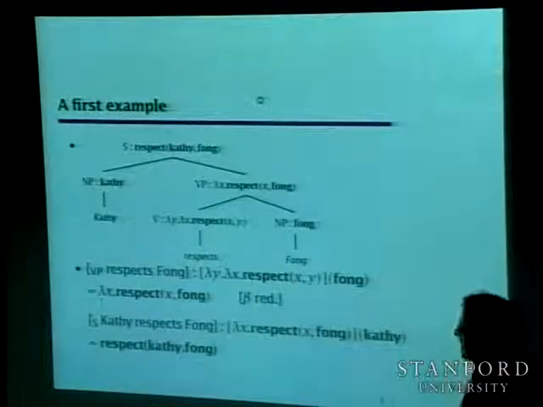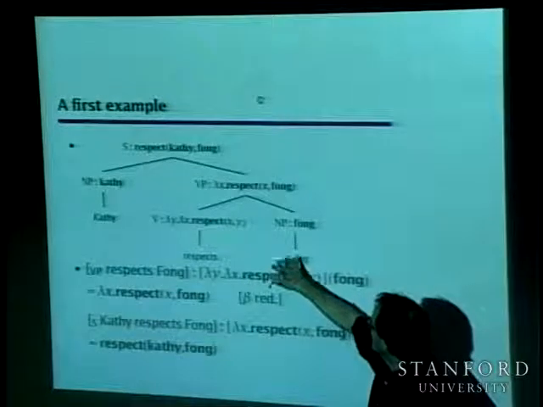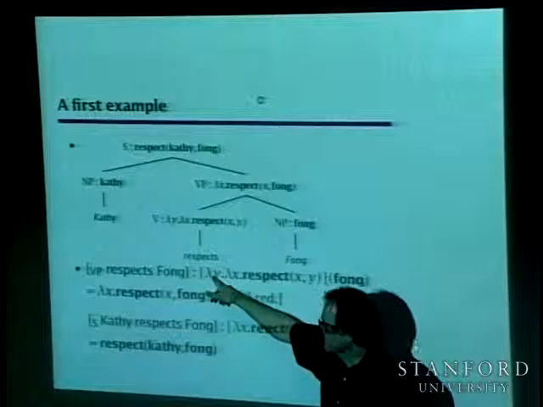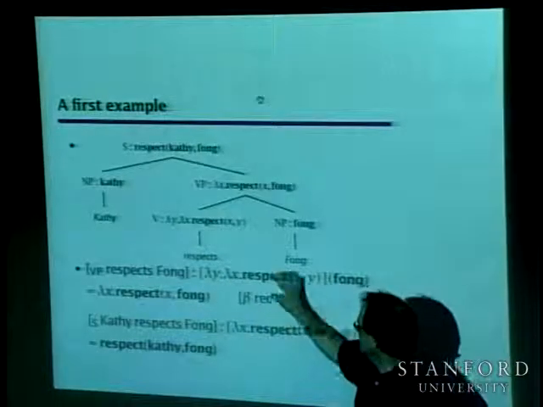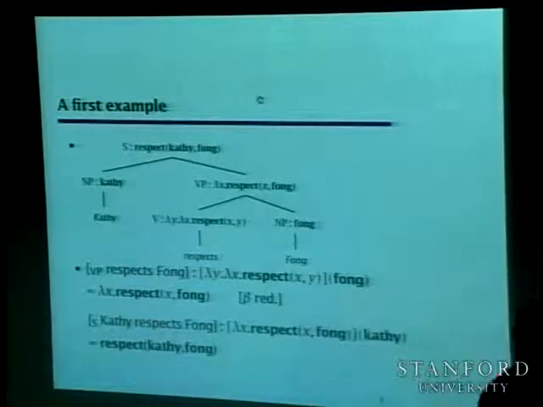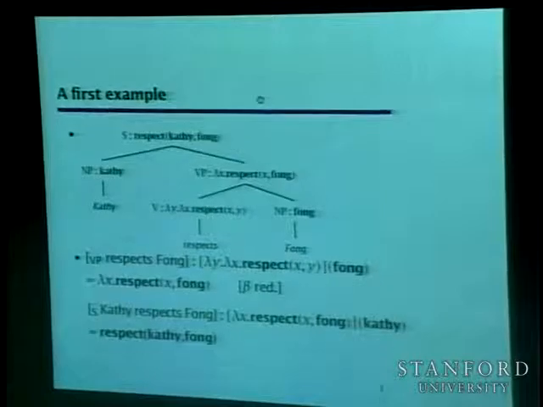Note in particular that we do that swapping so that internally the verb is taking its object first. The outside argument here is representing the object argument, not the subject argument, and then it's swapped around inside. So we get out the right meaning of Kathy respects Fong, and not the other way around, that Fong respects Kathy.